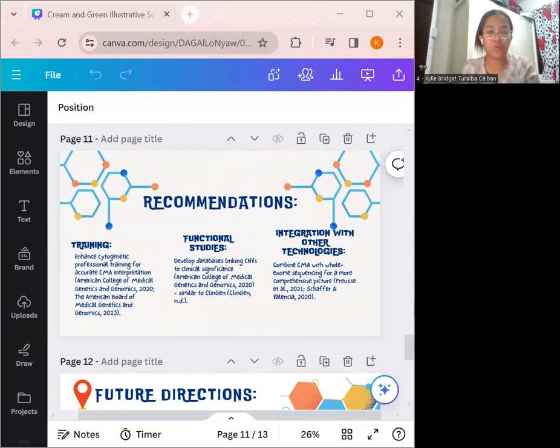Next one is the VOUS database. The development and refinement of comprehensive databases linking specific CNVs to clinical significance are highly recommended. This effort, exemplified by projects like ClinGen, will clarify the role of VOUS and provide clarity for patients and families. And lastly is the standardization of reporting. Standardized reporting guidelines for CMA results, including clear categorization and interpretation of CNVs, would ensure consistent interpretation across clinical settings.